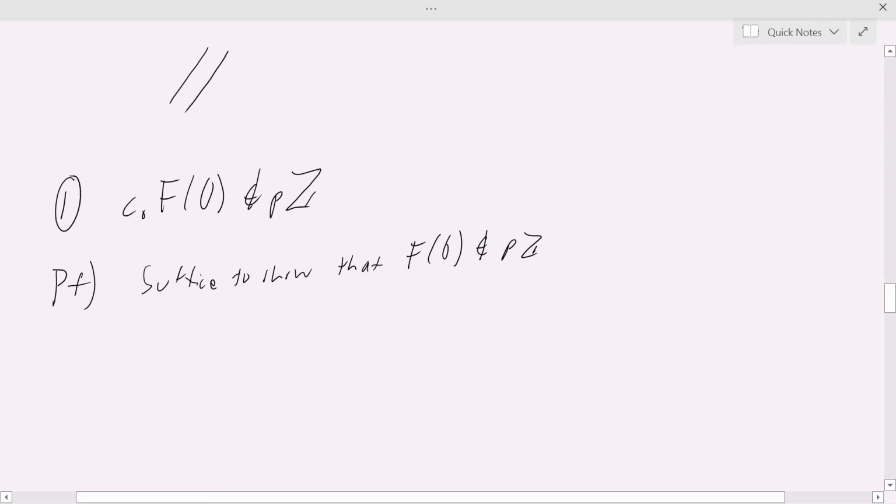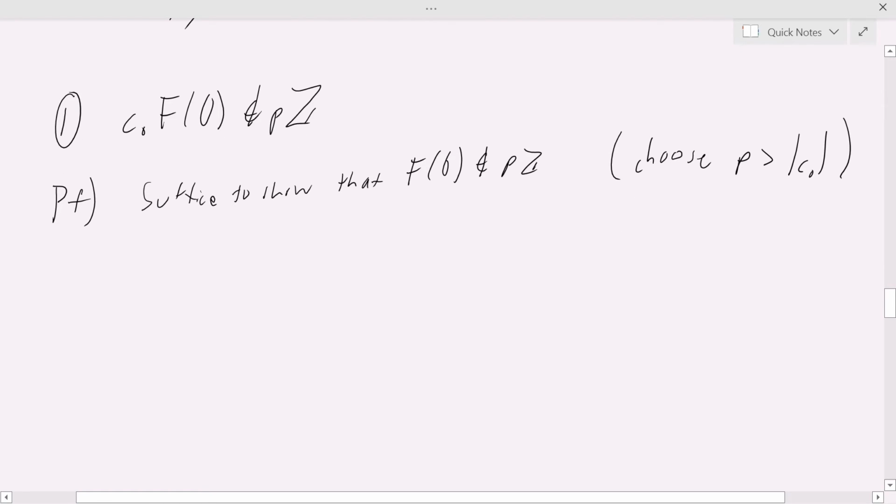And so you have a product of two things, c0 times F of 0, neither of which is a multiple of p, once you've shown that F of 0 is not. So then that product also cannot be a multiple of p because p is a prime number. So that's how we'll choose our prime p later on: choose p so that it satisfies p being greater than the absolute value of c0. That way it's sufficient to just prove that F of 0 is not a multiple of p.